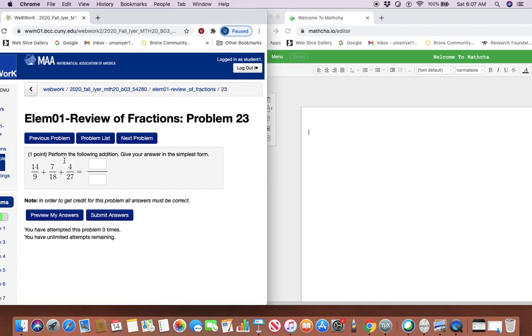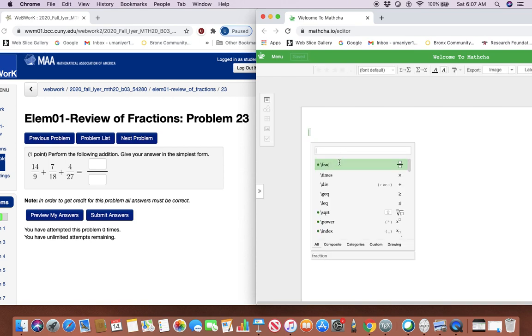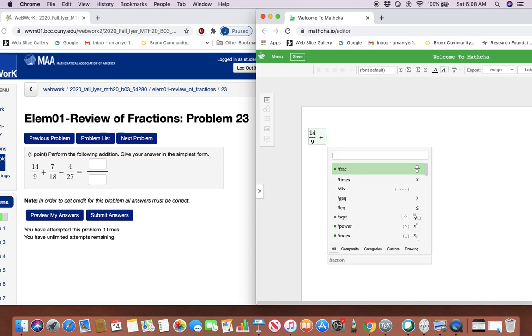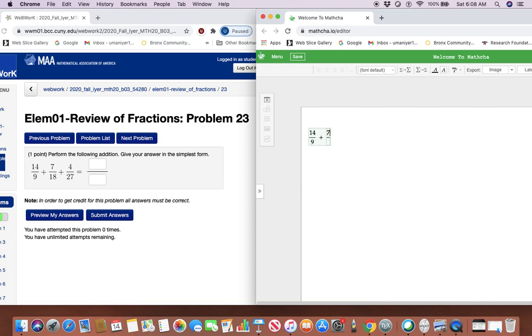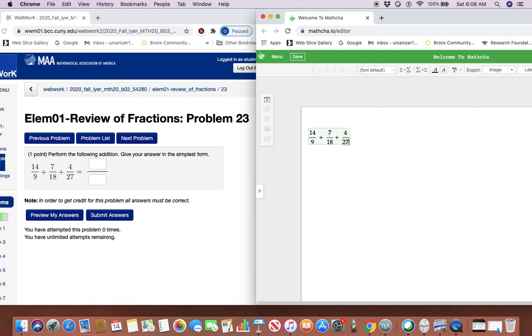Welcome back. Now we want to add 3 fractions at a time. It's no different from adding 2 fractions. So let's write down 14 over 9 plus fraction 7 over 18 plus fraction 4 over 27.